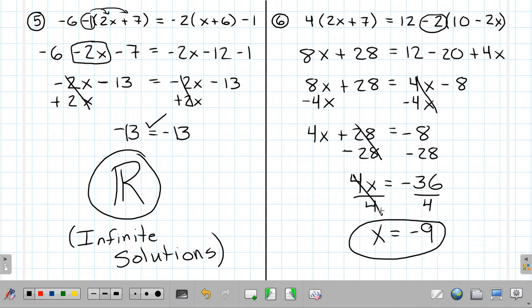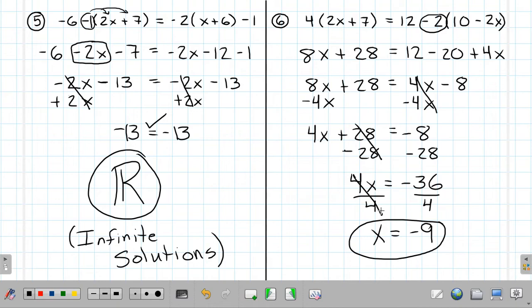Okay, so I don't know how much more I could say in terms of all these. They pretty much work the same in that all of these you had to distribute. All of these you had to combine some sort of like terms. All of these, besides number 1, you've had to subtract a variable term or add a variable term to each side, okay? So once again, just practice with these.